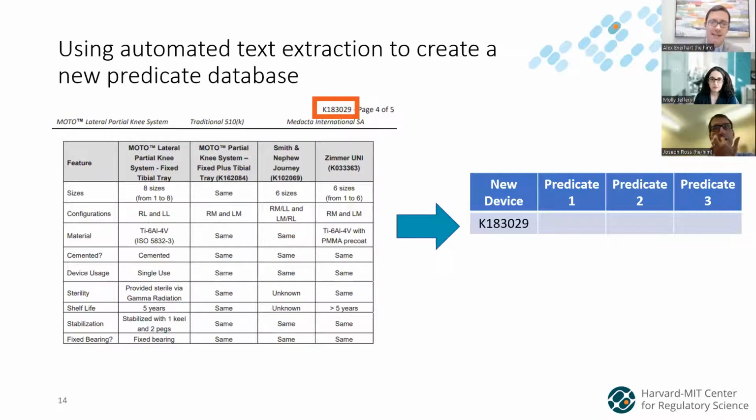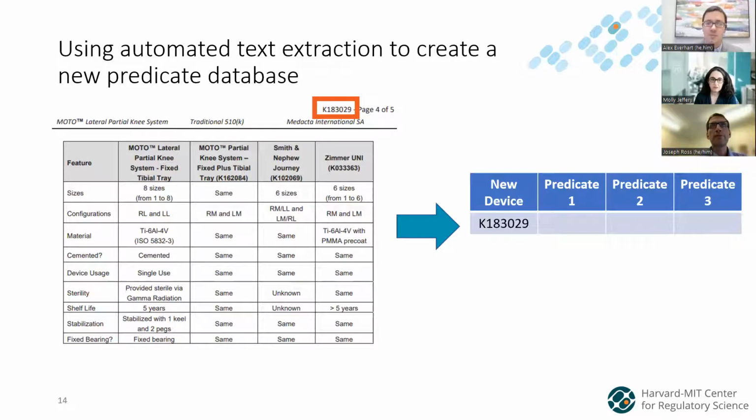We used an automated text extraction algorithm to create a database of 510K predicates. So we started off by downloading every publicly available summary of evidence document for 510K devices cleared between 2003 and 2018.